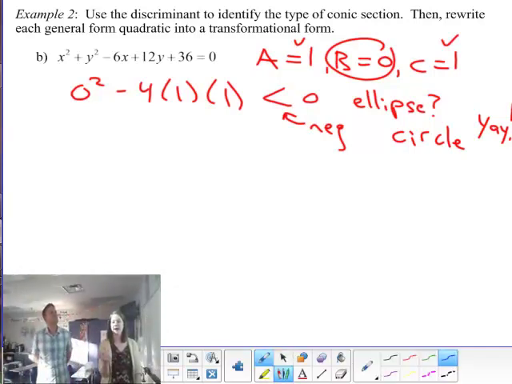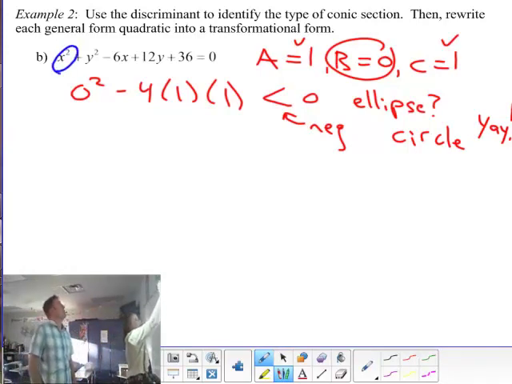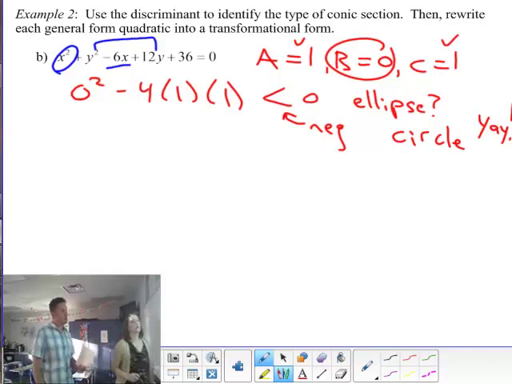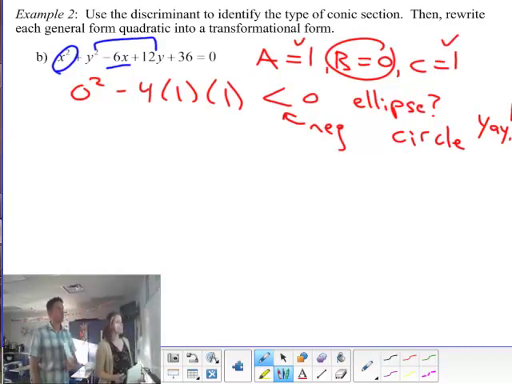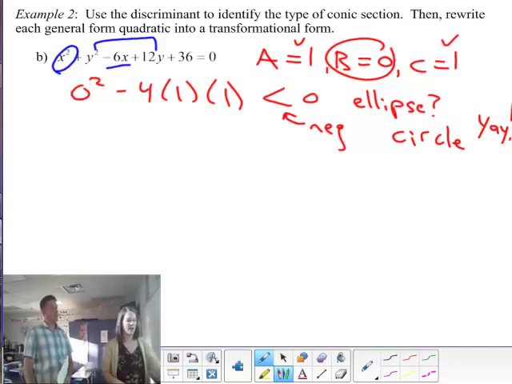Madsen pointed out we need to have the variable and its companion. We need an x squared and an x, so we're going to complete the square for the x's. But there's also a y squared and its companion y, so we're going to have to complete the square for the y squared and the y as well.